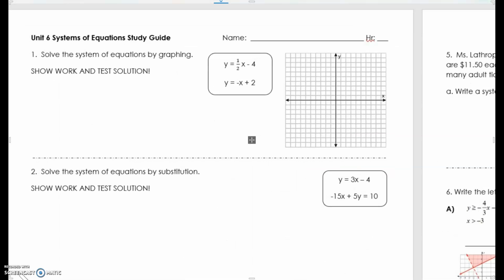Number 1, solve the system of equations by graphing, and you have to solve in the method that I'm telling you on these problems. Okay, so number 1, you need to do it by graphing, otherwise you'll be docked points on the test. It also says to show your work and test the solution. So we'll do both of those as well.